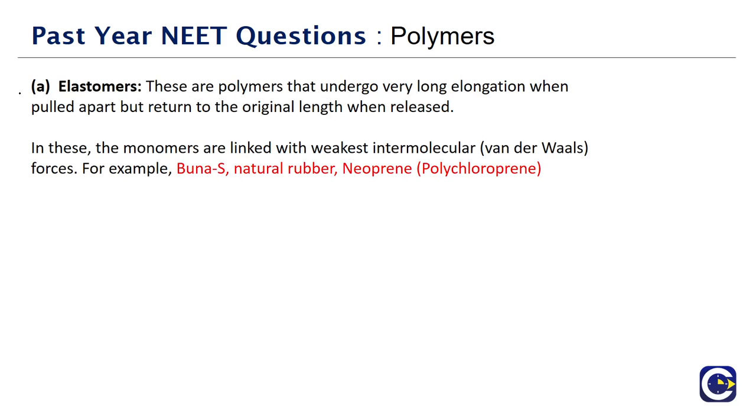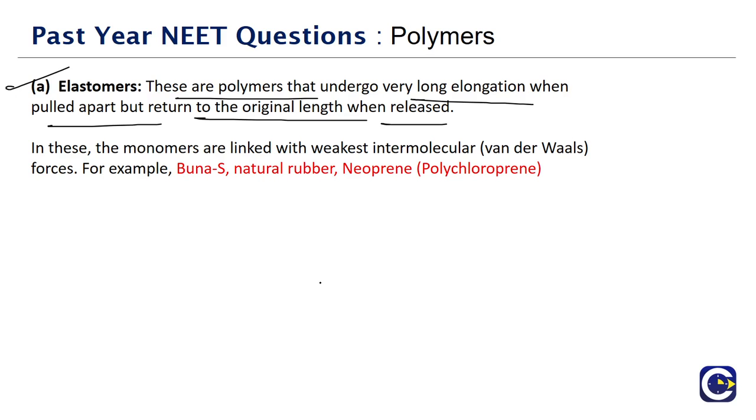Now we look at each of these types of polymers, the classification based on the intermolecular forces or the way they respond to the heat. So elastomers are what? They are the ones that will undergo very long elongation. So when we try to pull them apart, they'll try to get elongated. But once we release, like think about the rubber, they'll be able to return to the original length.